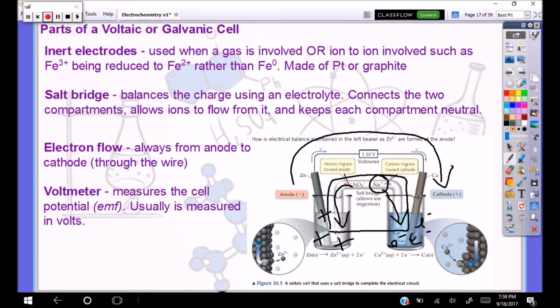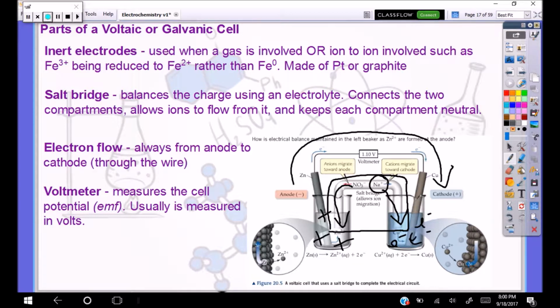Speaking of electron flow, electrons always flow from the anode to the cathode. If we were in a lab situation, the anode's not always on the left. You could be looking at it from the back side. It doesn't matter where it is as long as we're able to measure which way the electrons are flowing, but we need to know it does go from anode to cathode, and it goes through the wire.